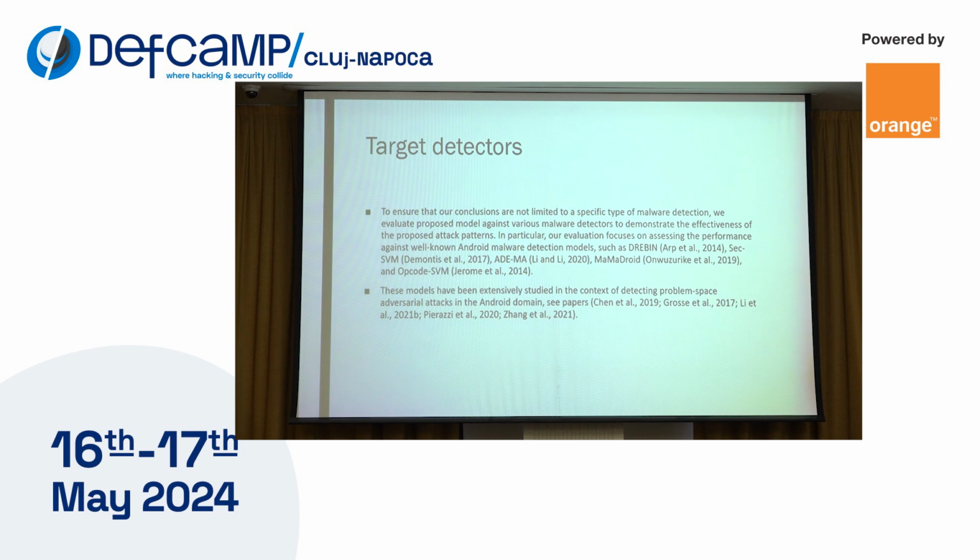As I've said, we have used several reference data sets and target detectors. Each of the approaches is described in a certain paper. You can easily find all of these papers by using, for example, Google Scholar, scholar.google.ro or .com, as you wish, so that you can find the reference approaches. All of these models have been experimentally tested in several papers. Among them, one of the most relevant is Pierazzi, published in 2020, and also Zhang and his team, a paper published in 2021.